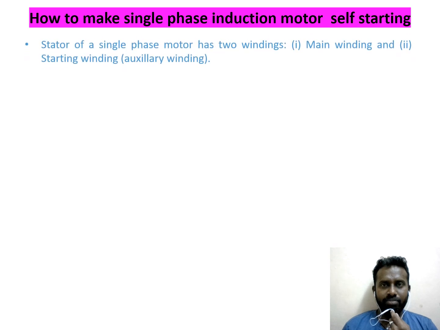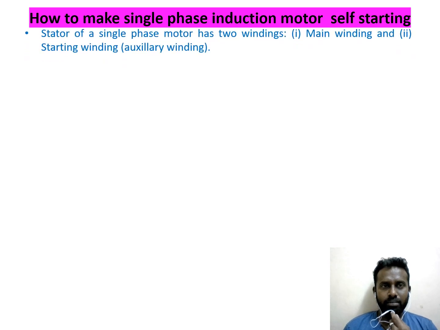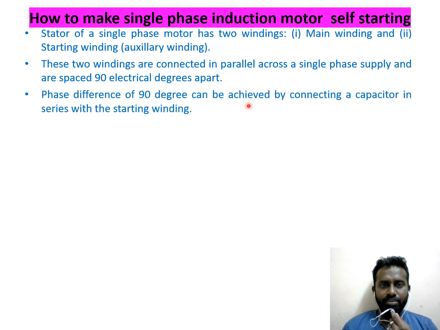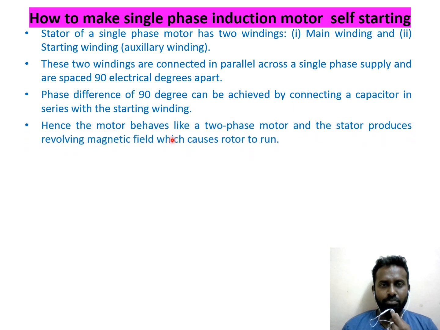Now, how to make a single phase induction motor self-starting? The stator of a single phase motor has been made as main winding and auxiliary winding or starting winding. These two windings are connected in parallel across the single phase supply and are spaced 90 degrees electrical apart. A phase difference of 90 degrees can be achieved by connecting a capacitor in series with the starting winding. Hence, the motor behaves like a two-phase motor and starts producing a revolving magnetic field which causes the rotor to run.